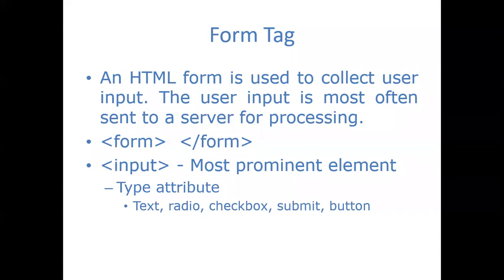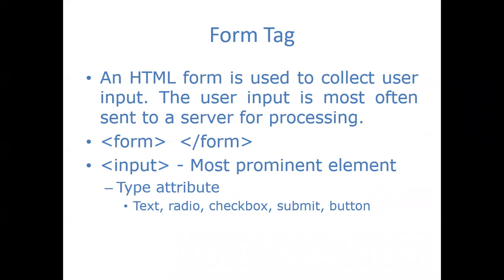Again, a very important tag. It is called the form tag. As you have seen in other programming languages, any graphical user interface contains various input elements. For example, you have a text box, you have a button, so that information from the user is accepted and sent to the server for processing. Here also in HTML, we have different kinds of inputs. As you can see, we have a text input, radio, checkbox, submit, and button.